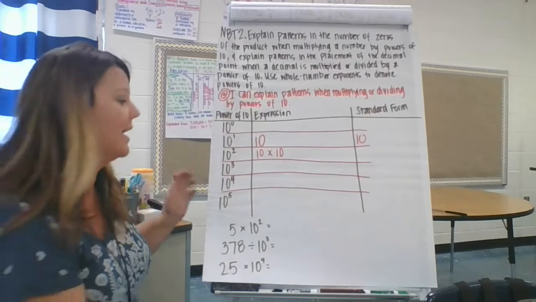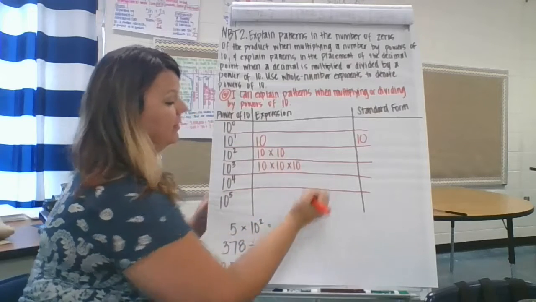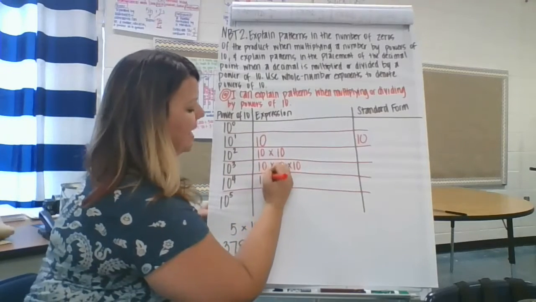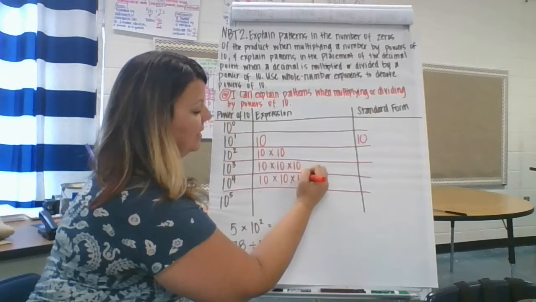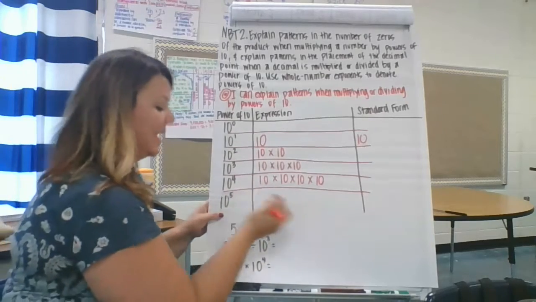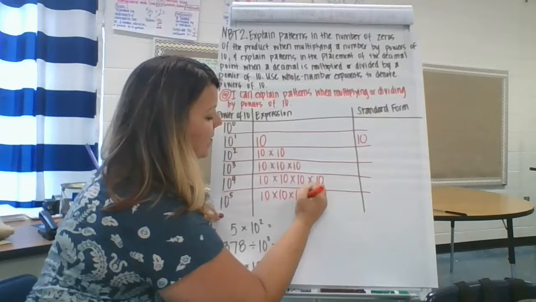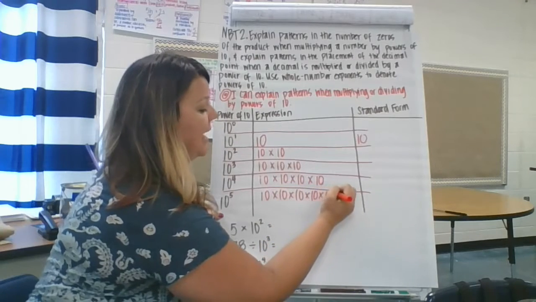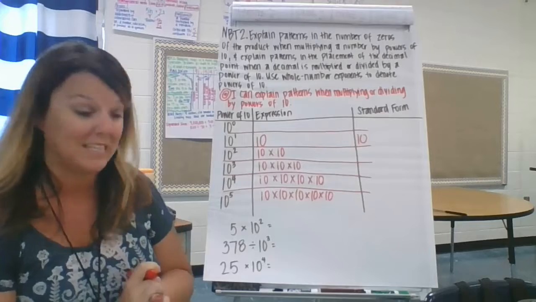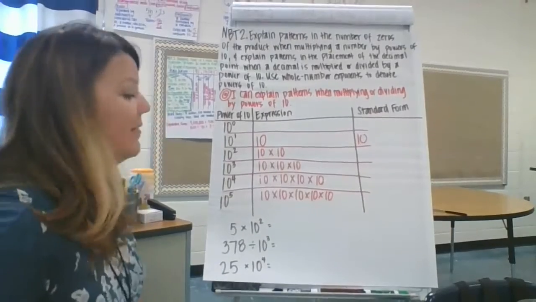All right. So 10 to the third power is going to be 10 times 10 times 10. Okay. 10 to the fourth power, 10 times itself, four times. 10 times 10 times 10 times 10. Okay. And finally, 10 to the fifth power, 10 times itself, five times. 10 times 10 times 10 times 10 times 10. Not to be confused with 10 times 5. These are very different. 10 times 5 is going to be 50. 10 times itself five times is going to give us a very large number.